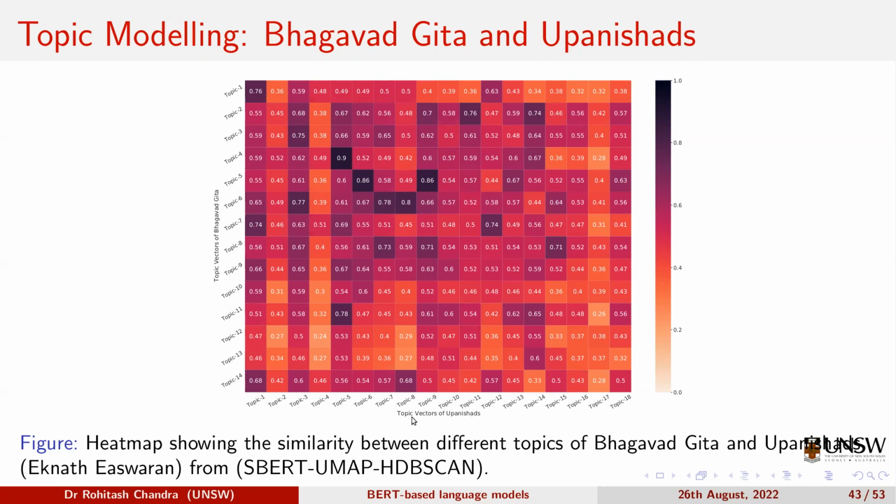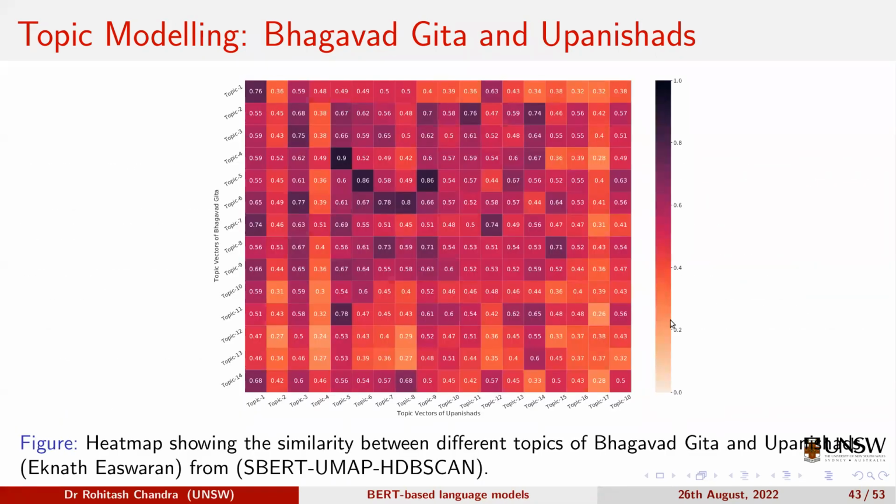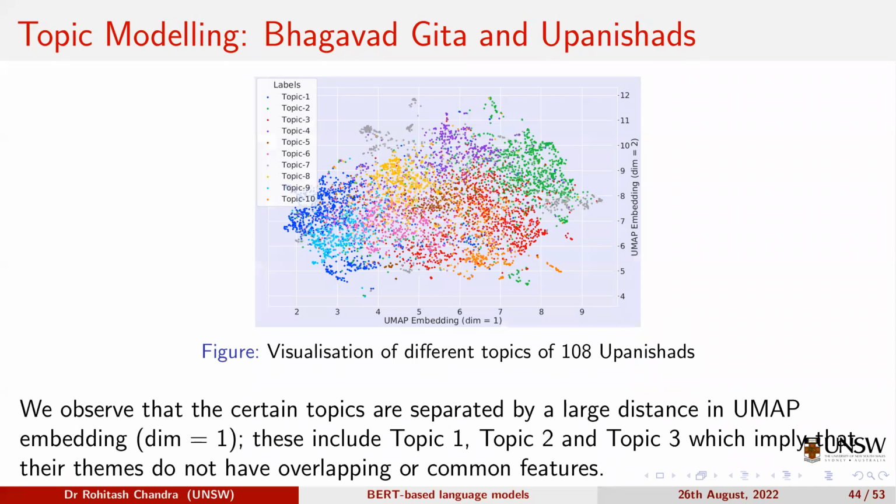So you have the Upanishads on the x-axis and the Bhagavad Gita on the y-axis. Which topics correlate higher with the other topics? With this, you can go back and extract further information to understand more about the different topics.